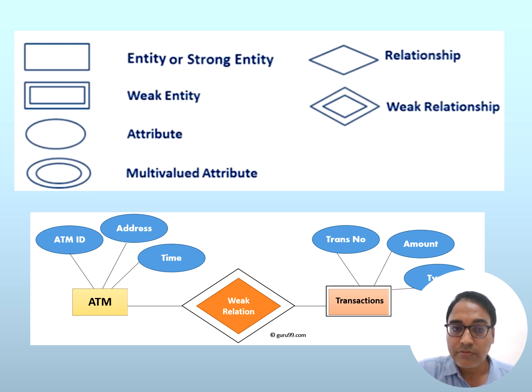Alright. So this ATM now has the weak relationship, transactions. What all transactions is it doing daily? For us, the ATM amount is important. For the bank, this is important.